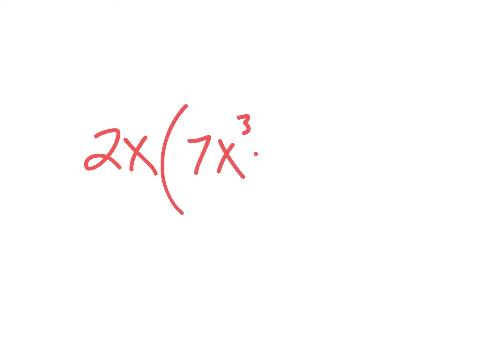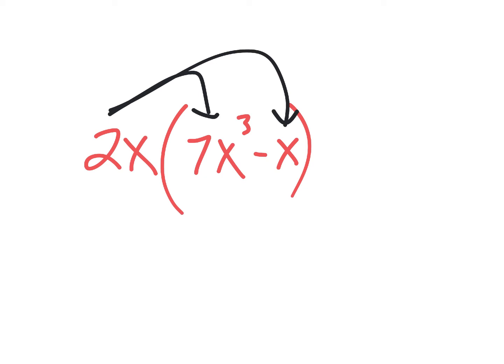How about the multiply kind? Everybody just try this one. 2x times 7x to the third minus x. These sometimes get tricky for people to keep track of what the power is and everything. Just distribute that one out and check with the kid next to you, please. See if you guys get the same thing.